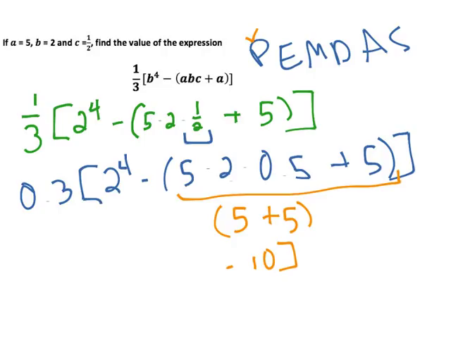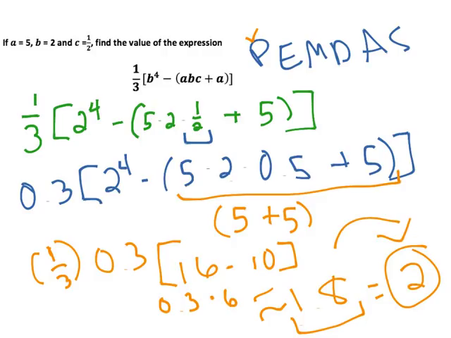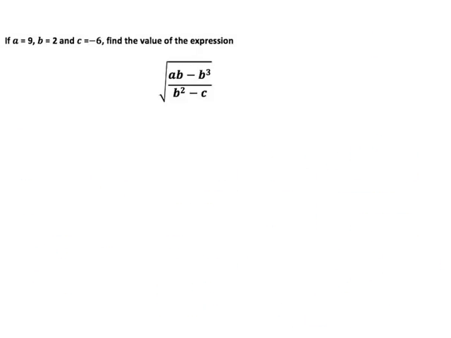2 to the 4th power is 2 times 2, which is 4, times 2, which is 8, times 2, which is 16. 16 minus 10 is 6. You multiply that by 0.3. 0.3 times 6 is actually 1.8, not 5. But if you put 1 divided by 3 in your calculator and then multiply it by 6, you actually get 2. So on your SOL, if you get 1.8, look for an answer that is roughly 2. Okay, round up.